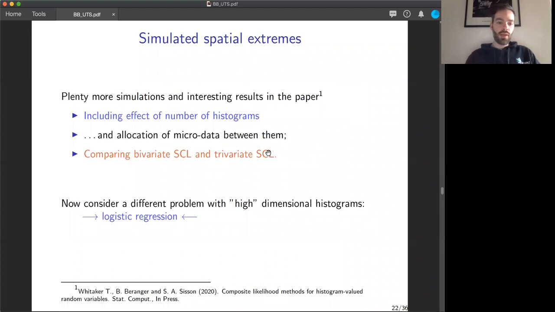All right, so I will refer you to the paper if you're interested in this. We have many more simulations and some cool results there, and more detail about the real data analysis. We talk about the effect of the number of histograms in the simulation, the allocation of the micro data, the underlying data, into the different histograms, and we also compare the symbolic pairwise composite likelihood and the triple-wise one.